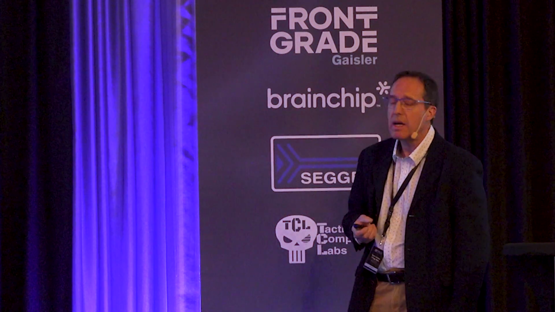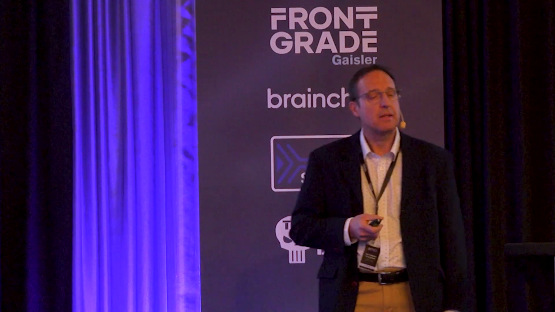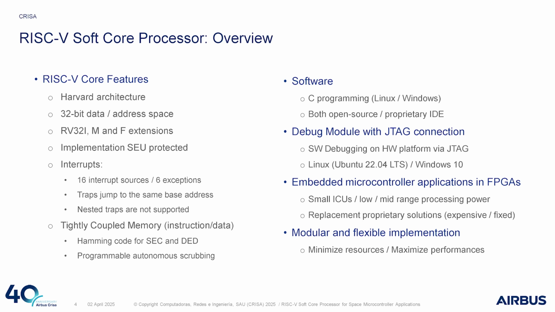Getting into the subject, we have developed a RISC-V core, hardware architecture, 32-bit data and address space. We have implemented the I, M, and F extensions. We can select which one of them we want to use. We have done an implementation which is single event error protected. We support interrupts, 16 sources plus exceptions. We attend all of them at the same address, but we don't support nested traps.